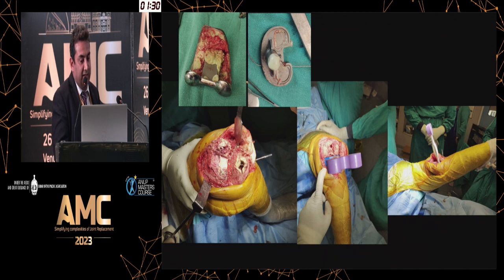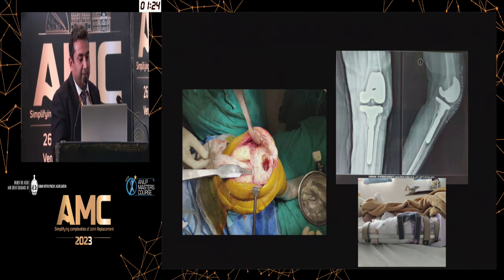And you can see I'm able to get full flexion and full extension in the patient once I have revised the cuts. And I had to redo this. I put her on an extension block splint just so that she doesn't develop flexion contracture again.